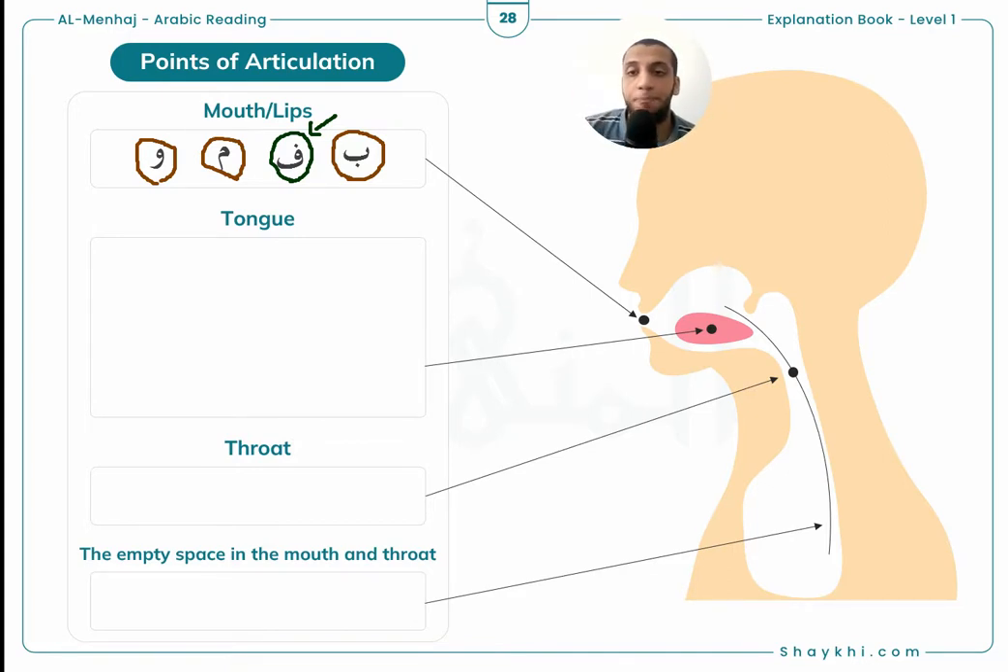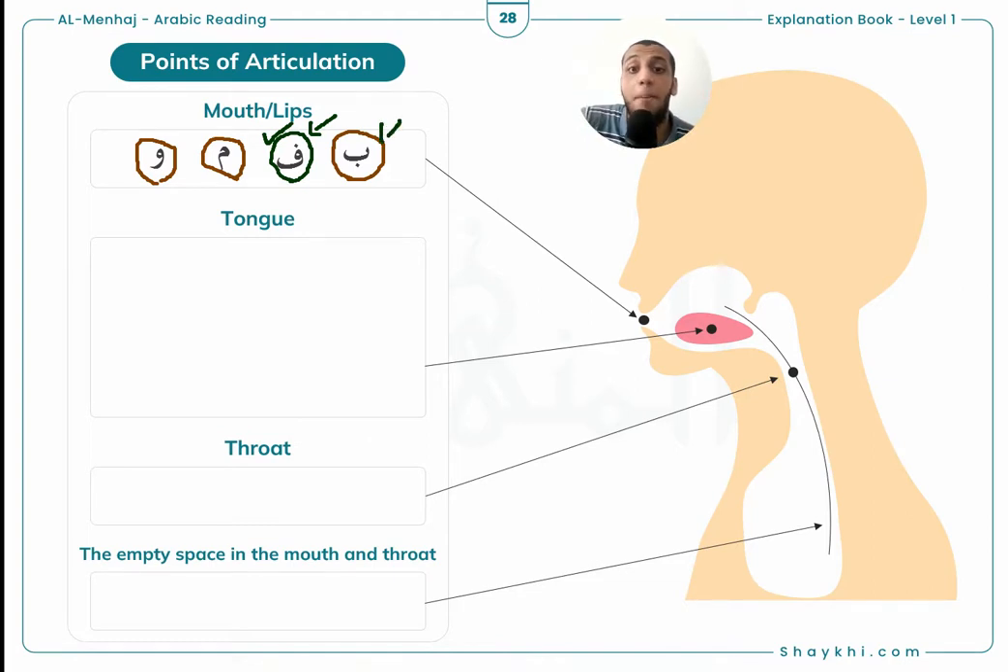So now we have finished discussing this letter and how we pronounce it, using just 1 lip, the inner bottom lip with the edge of the upper 2 front incisors. Let's now discover the other 3 letters, where we use both lips, not just 1 lip.